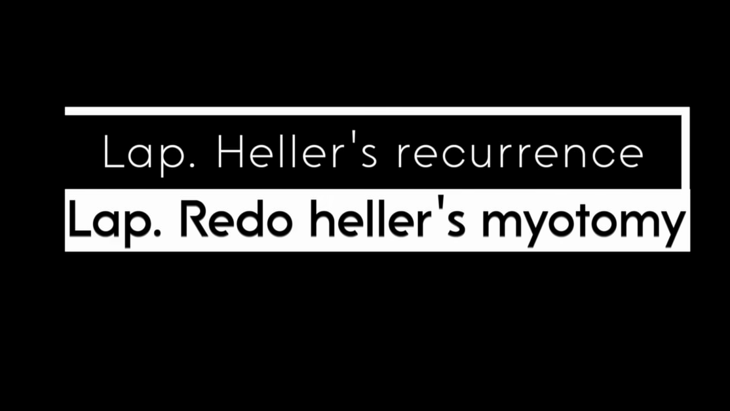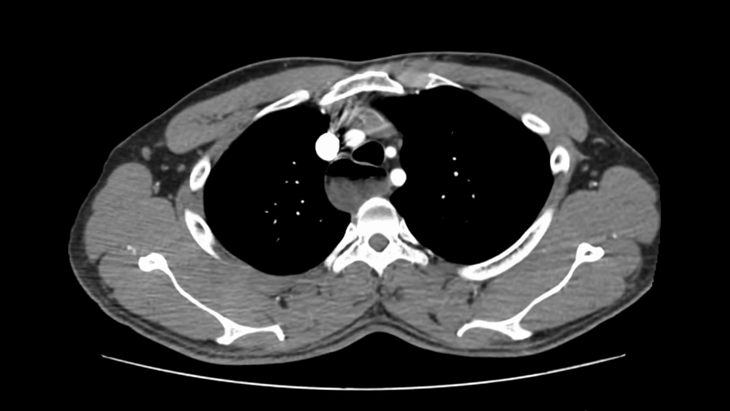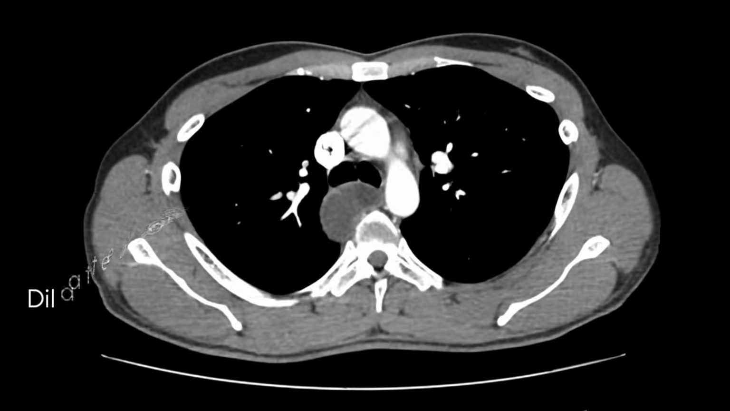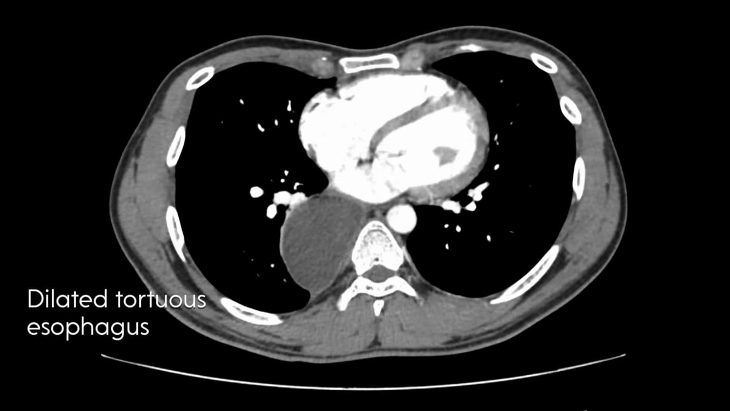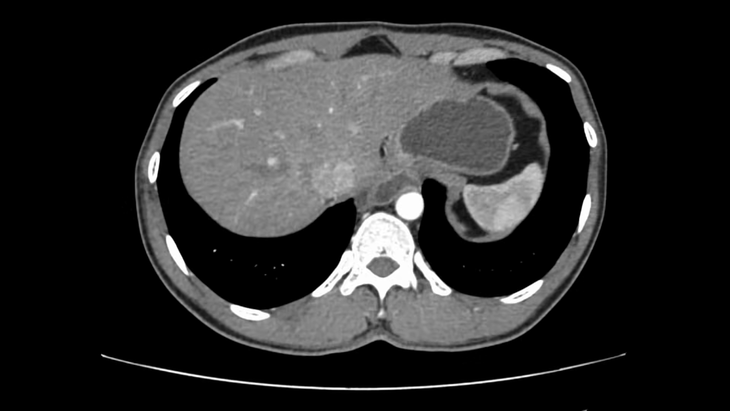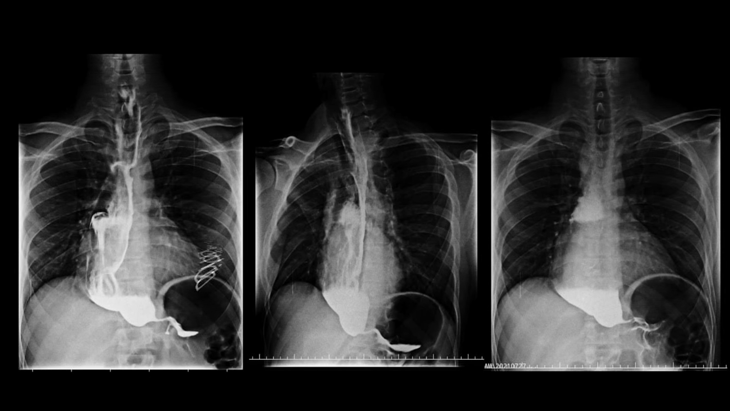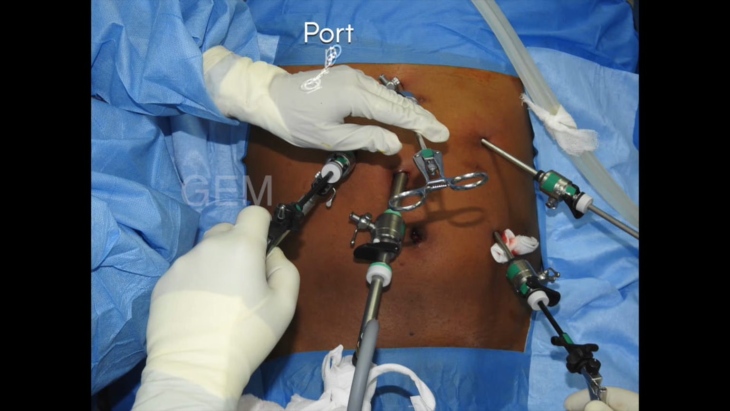So this is a video of laparoscopic Heller's cardiomyotomy recurrence managed laparoscopically. That is, redo laparoscopic Heller's myotomy was done. So you can see the dilated, tortuous esophagus in CT. It's more tortuous on the right side. It was confirmed with barium swallow, and in the delayed picture again, there is a stasis of barium. And manometry also confirmed it.